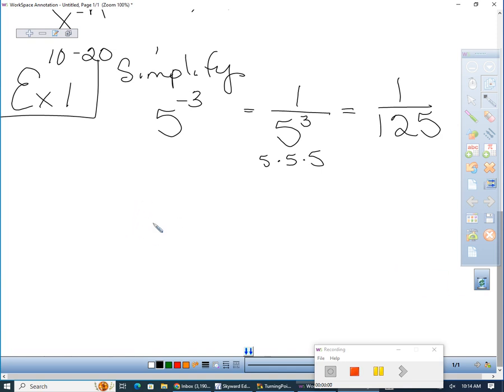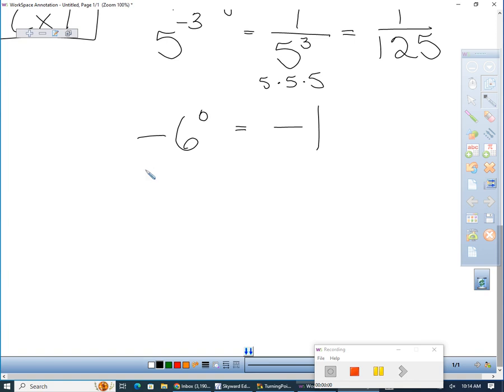All right. What if I have negative 6 to the 0 power? Negative 1. The 0 only applies to the 6. Okay. What about this one?